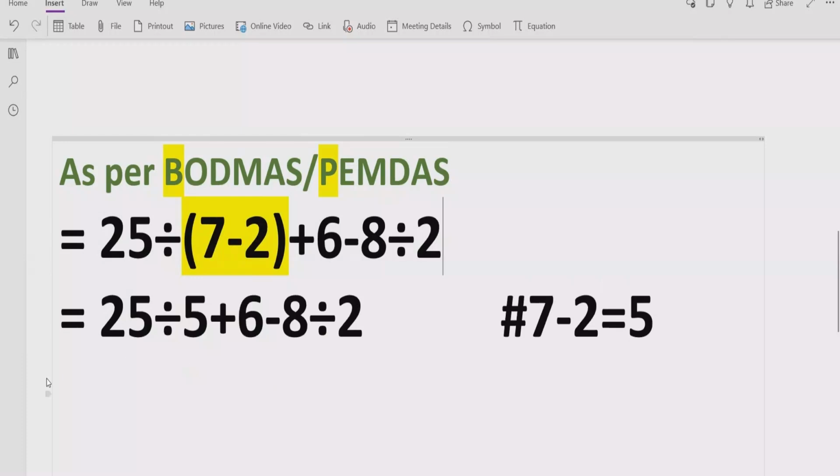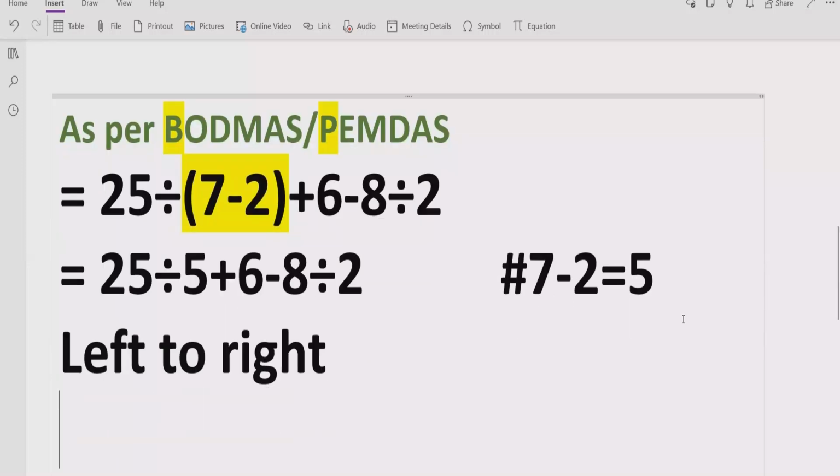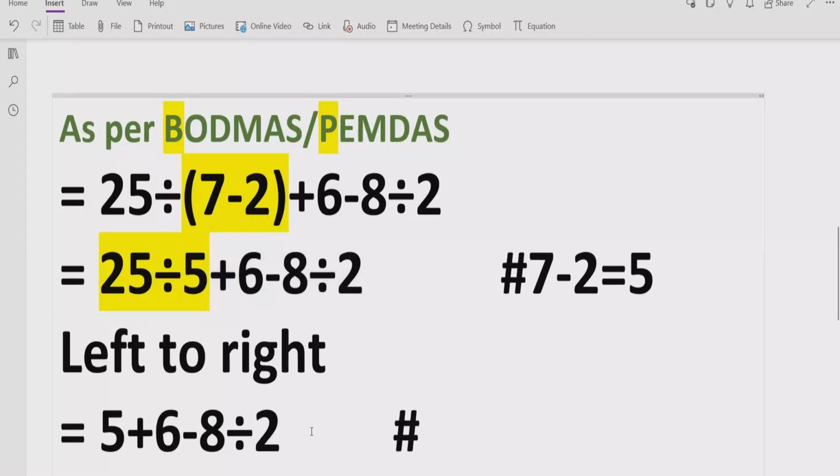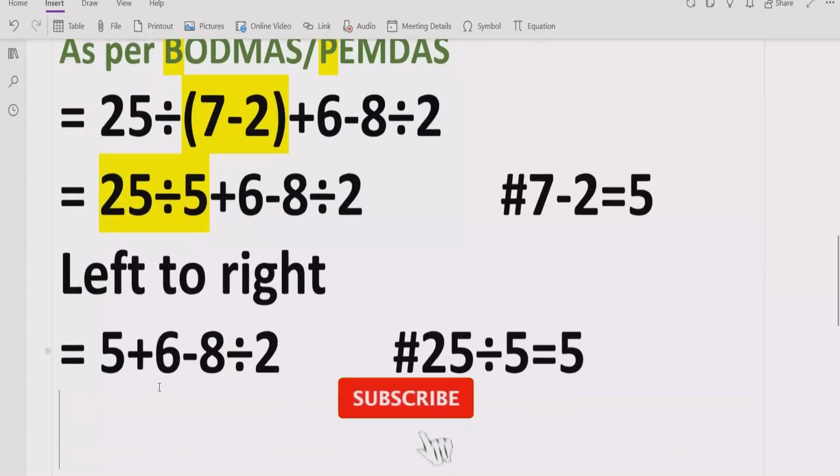Now move forward to solve the exponent part. Here we do not have any exponent part. So now we will move forward left to right in our expression. We will go and find the division and multiplication. First we have the division, so we will solve this part first. 25 divided by 5 equals 5, plus, and the other things we will write as they are. Now we will give the reference here: 25 divided by 5 equals 5.